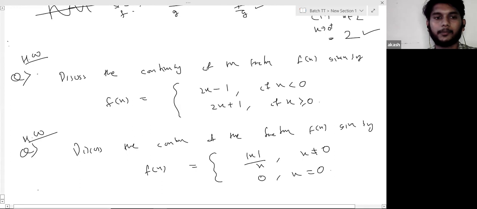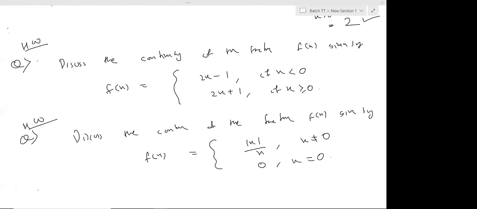Note it down, homework question. So what is that? Discuss the continuity of the function f of x given by, given by.